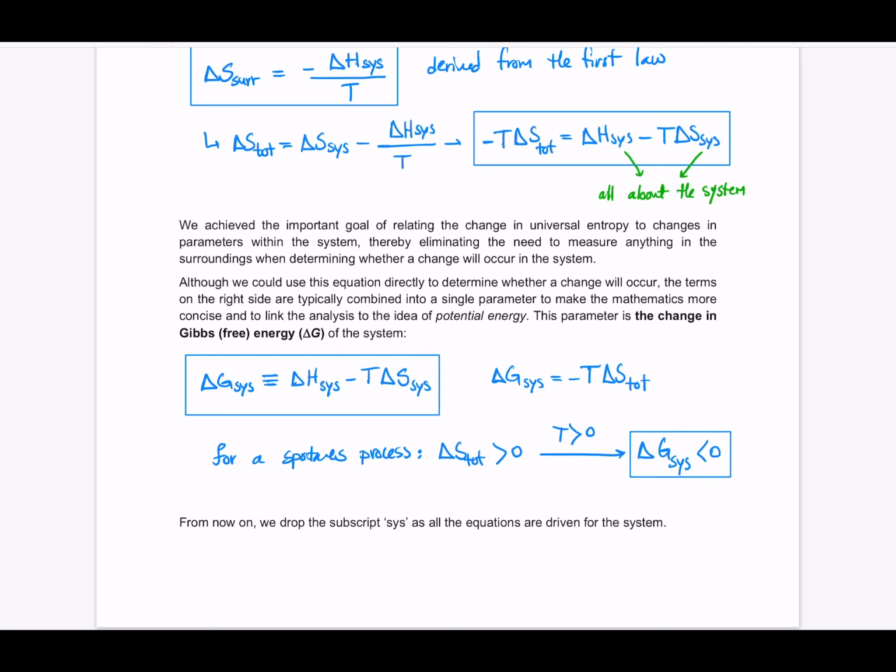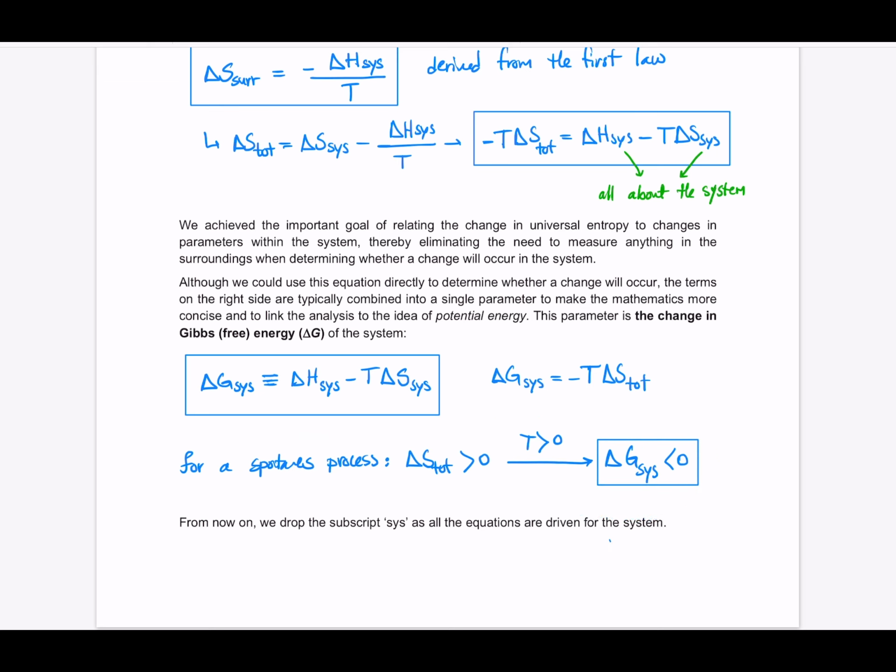I'm sure most of you have seen these variables before, delta G, and the fact that delta G has to be negative for a process to be spontaneous. But this doesn't mean anything. What it meant was basically delta S, or entropy of the universe, must increase for a spontaneous system. Make sense?